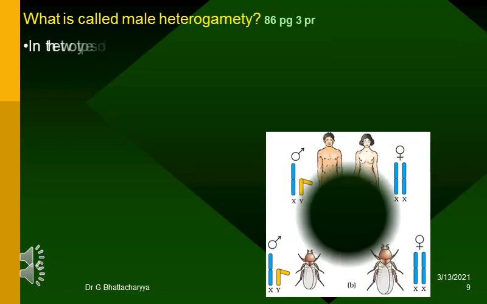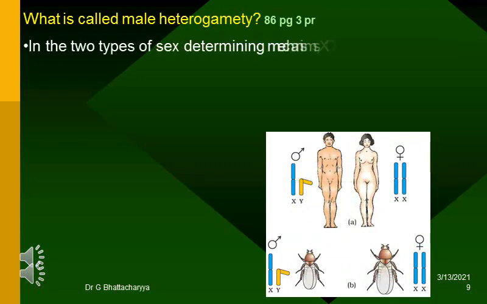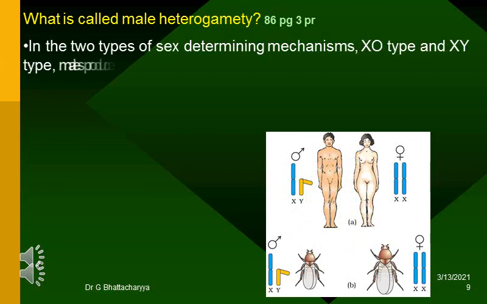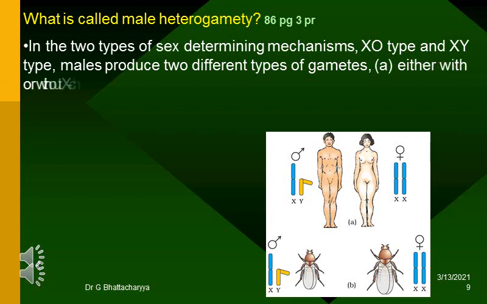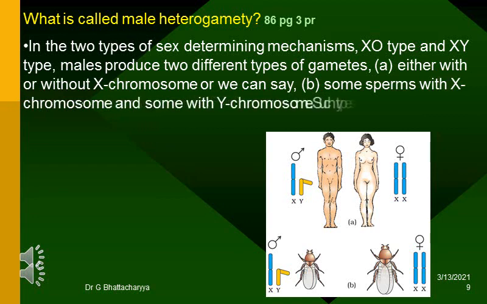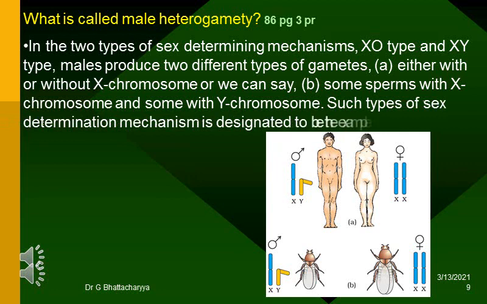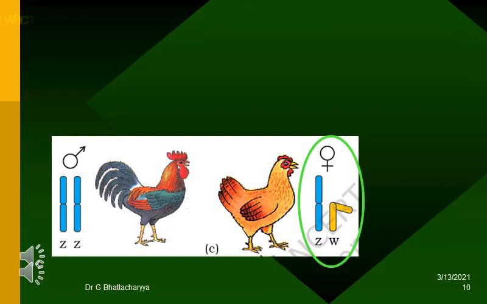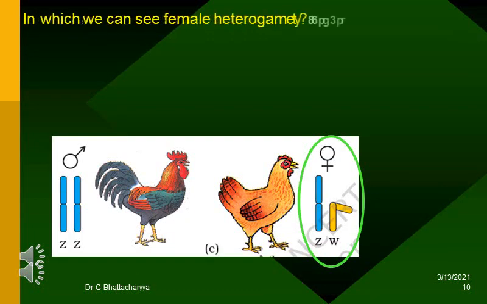In the two types of sex-determining mechanisms, XO type and XY type, males produce two different types of gametes, either with or without X chromosome, or we can say, some sperms with X chromosome and some with Y chromosome. Such a type of sex determination mechanism is designated as male heterogamety. In which case do we see female heterogamety?